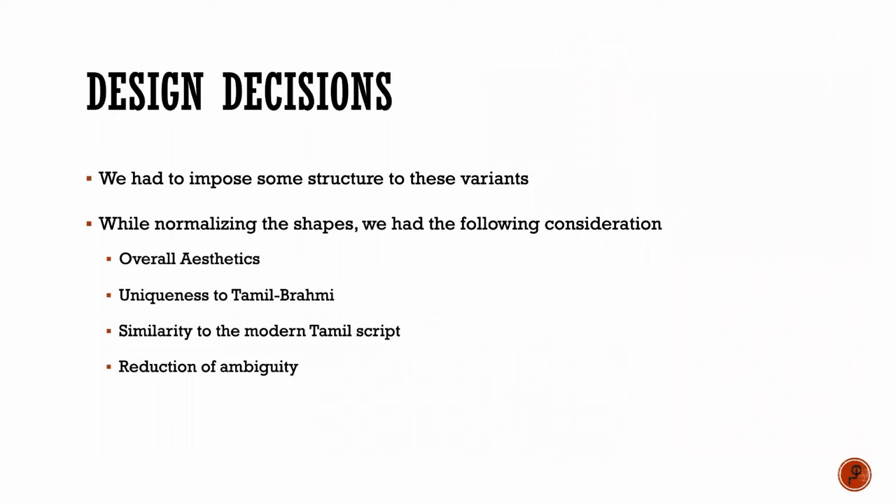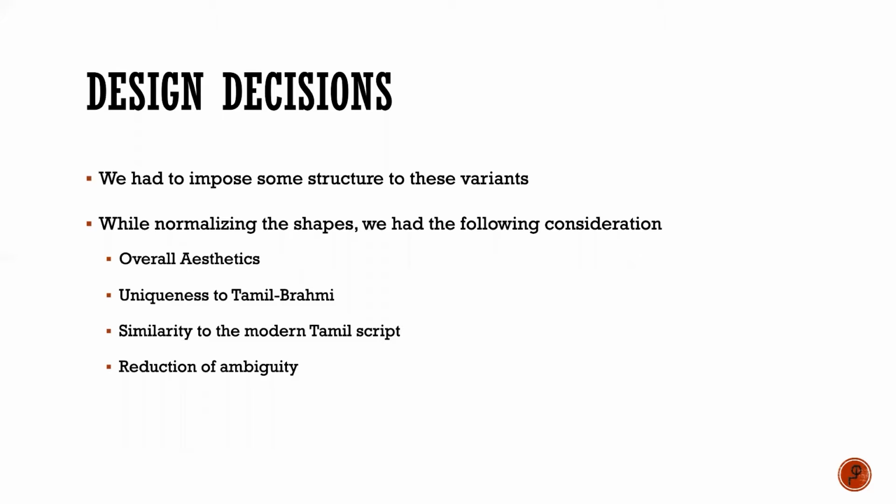So while we actually wanted to design the typeface, we had to take some design decisions. We had to impose some structure to the variants. There were lots of alternate forms. We had to choose which form the font should adapt to. So we had 4 guidelines that we followed while selecting the standardized forms. One thing is the overall aesthetics. The selected variant should look nice. The selected variant must be unique to Tamil Brahmi.